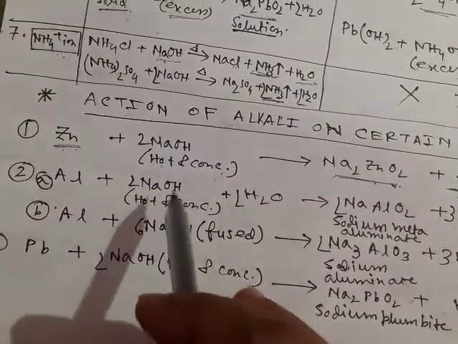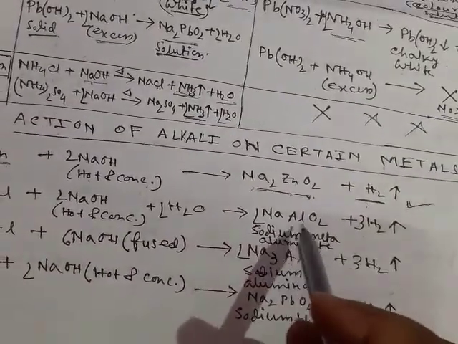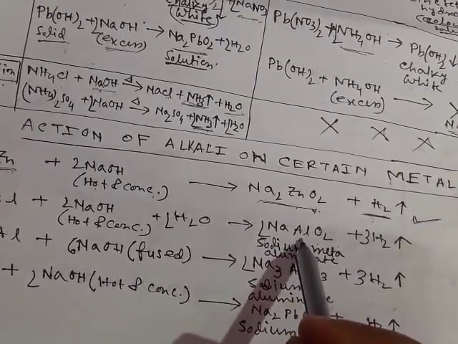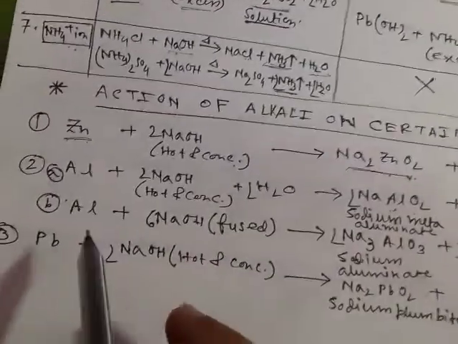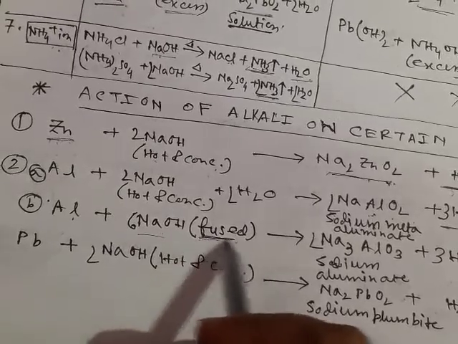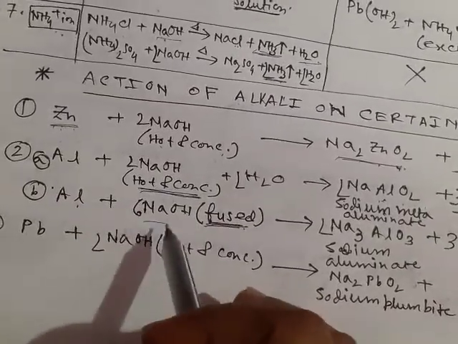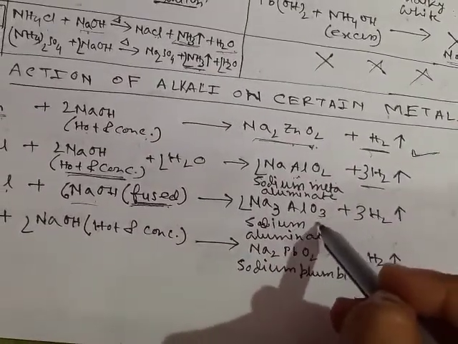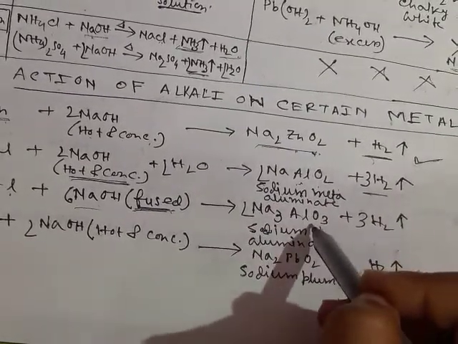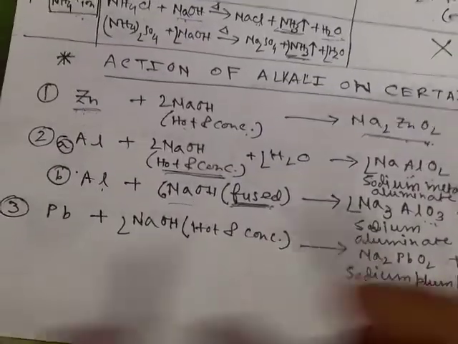Similarly, when aluminium is allowed to react with hot and concentrated sodium hydroxide, there will be formation of sodium metaaluminate. It is also soluble, so we get colorless solution and hydrogen gas will be evolved. But when aluminium is allowed to react with fused sodium hydroxide, here hot and concentrated sodium hydroxide is used, here fused sodium hydroxide is used, then we get sodium aluminate instead of sodium metaaluminate.